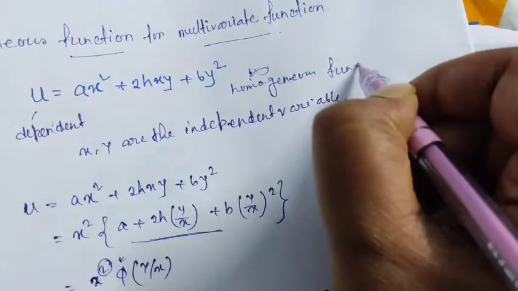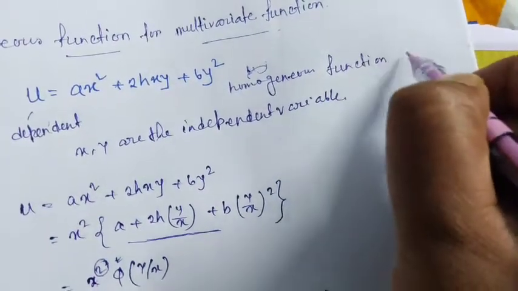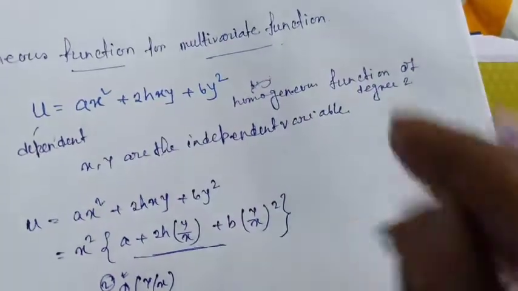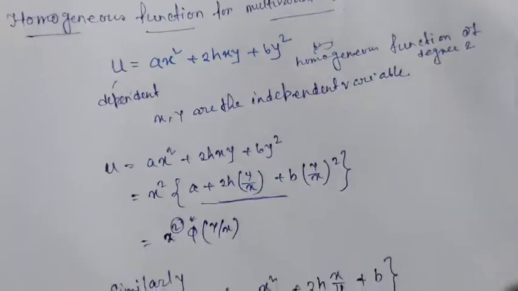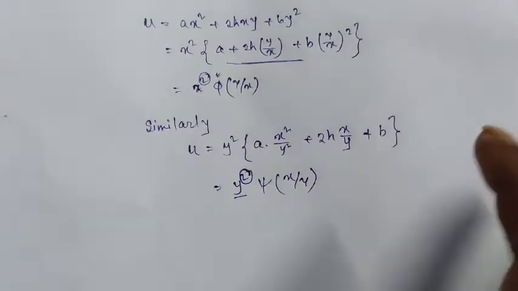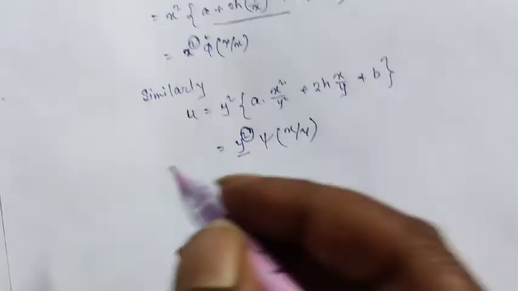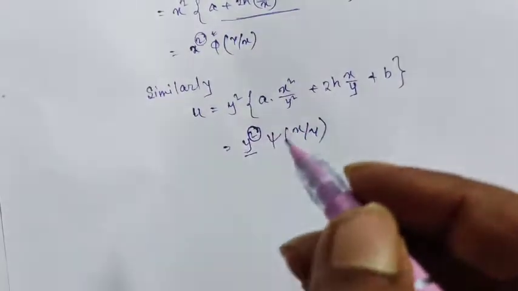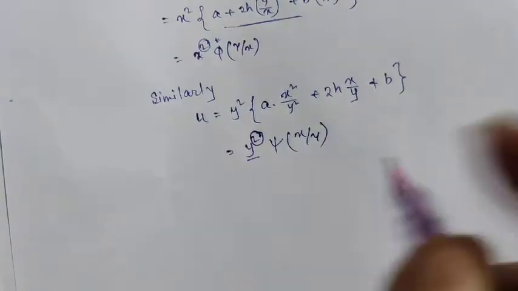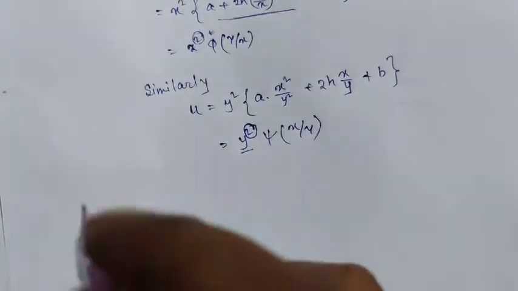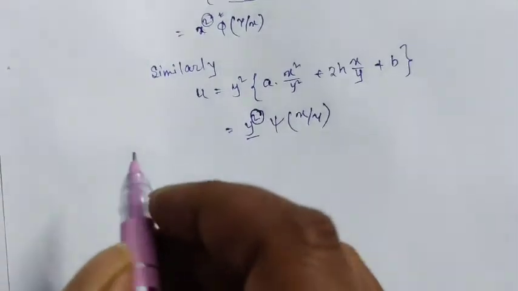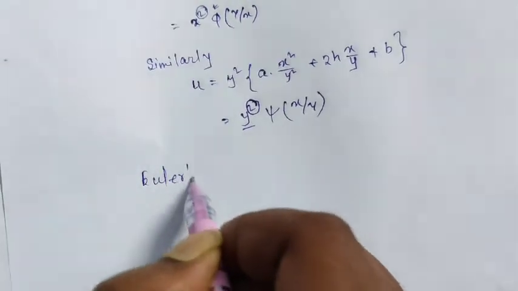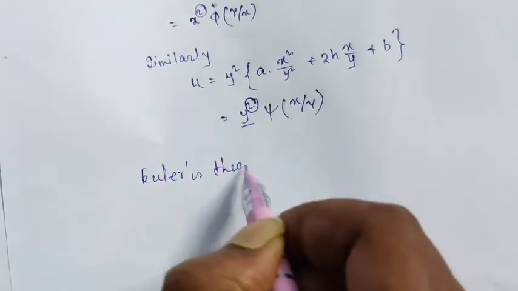And now, related to this homogeneous function, there is a theorem, that is Euler's theorem. Now we are going to discuss the statement and proof of Euler's theorem, and then I will show you one example regarding Euler's theorem. So first I will give you the statement of Euler's theorem. What is the statement of Euler's theorem?